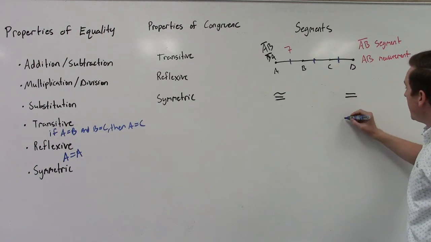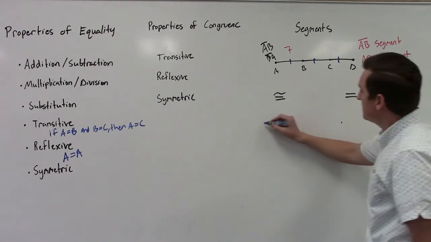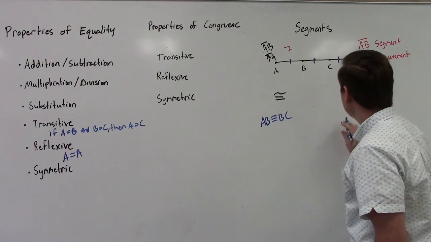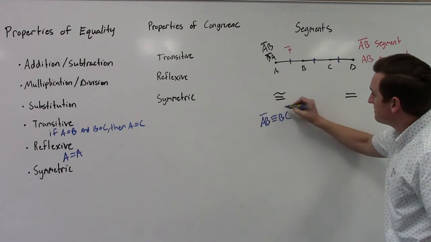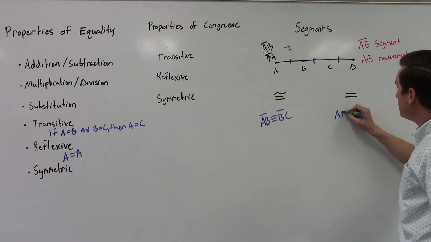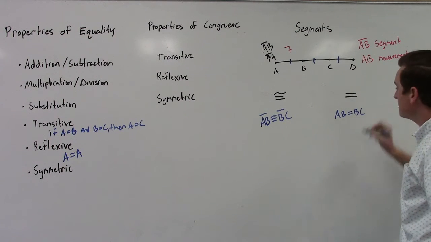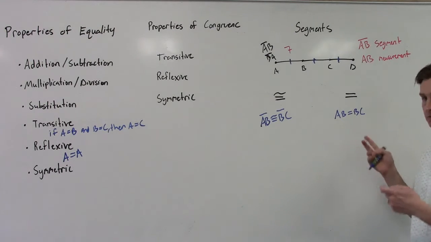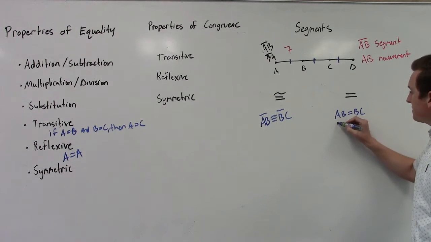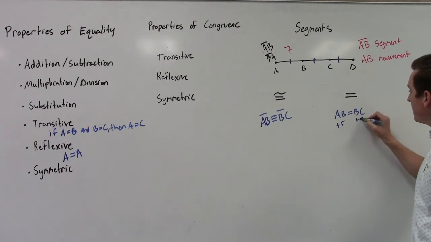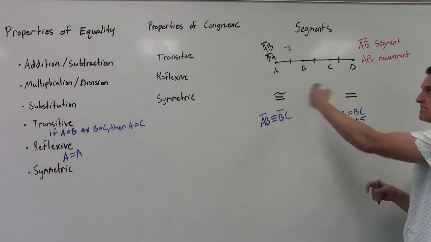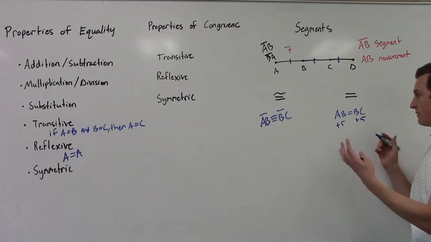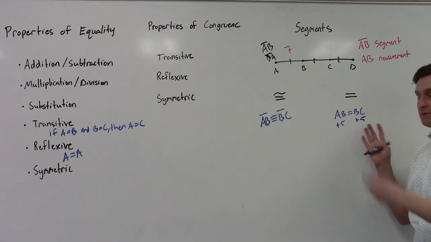So if I had AB is congruent to BC, and then over here, sorry, make these segments, and over here I have AB equals BC. Let's say I wanted to add a number to both sides of this equation. What I could do is say plus 5. So maybe I add another segment off to the side, it's 5 long, and I want to do that. I can do that here. I'm allowed to do that.